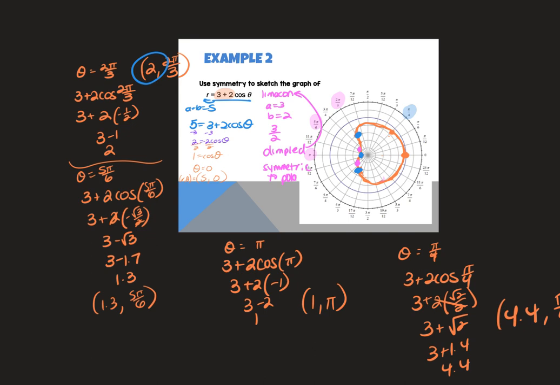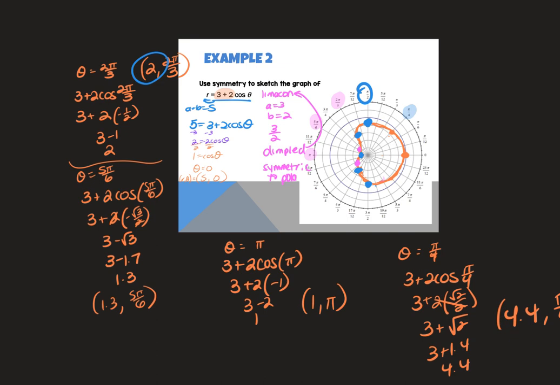How did you find out that it was symmetric to the polar? Because it's got cosine in it. Yep. So the other thing I could have done is plugged in pi over 2 to see how high it's going to go or how low it's going to go there too. You could do that. There's no limit to how many points you can plug in. It just requires extra time.